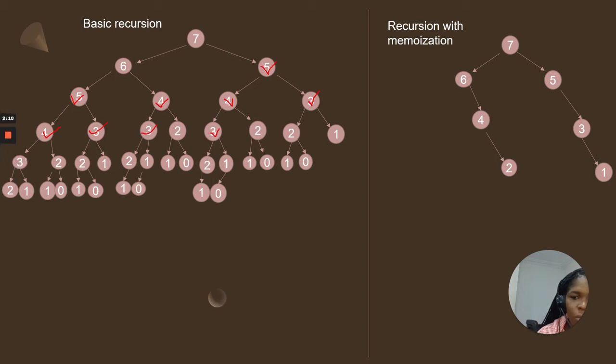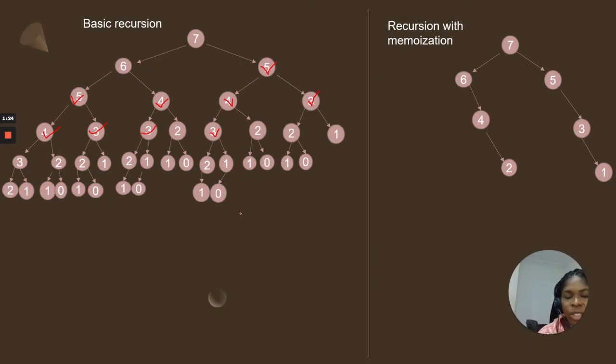So that is what basic recursion is going to do. It's going to make a lot of calls, irrespective of the fact that that recursive call has been made before. This makes the time complexity of the algorithm very large. It's going to be an exponential time complexity.